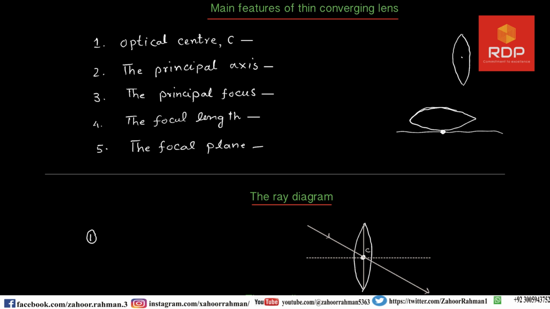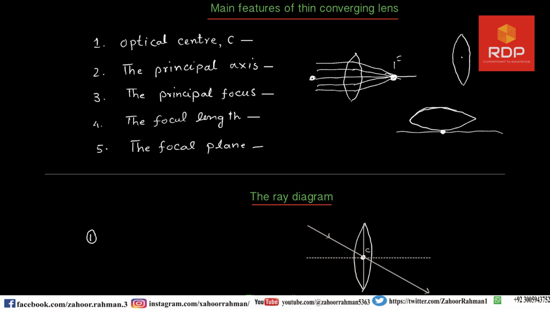The next term is the principal focus, the point where all the rays are converging. These will be the rays, and they will be going to only one point. This is called principal focus, and it will be at the same distance on both sides of the lens. So that is why we are calling it principal focus.